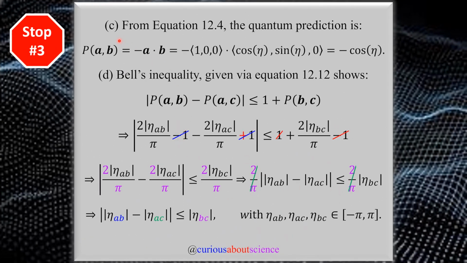Okay, so this leads us straight to stop 3. From equation 12.4, the quantum prediction here is that the probability AB is just the negative dot product. So take the negative dot product here. We see that we just get negative cosine eta. Now this looks really similar to the negative Taylor series expansion of cosine for the probability we got in part B. So let's see how close exactly.